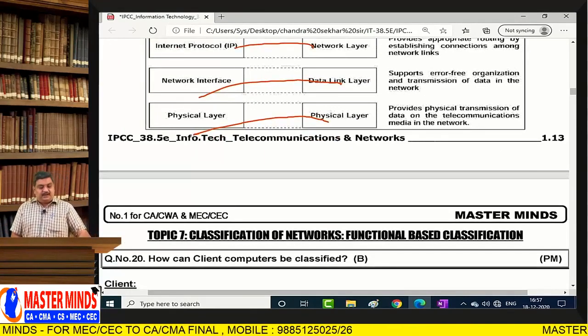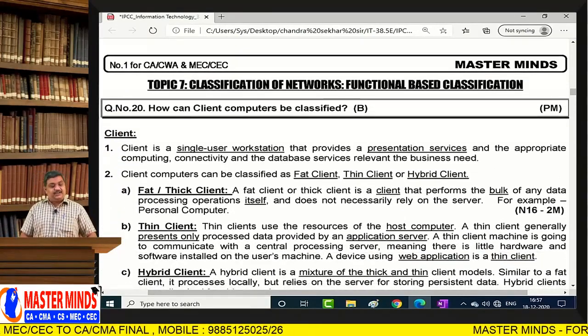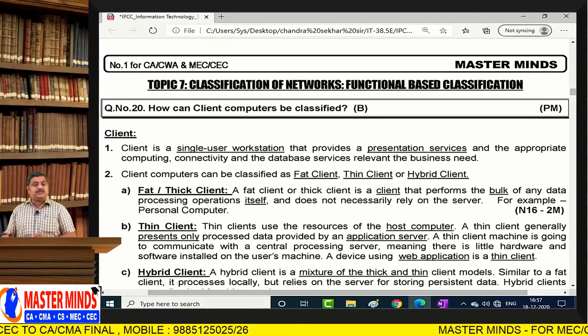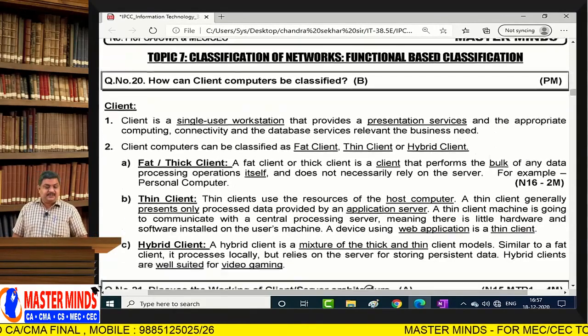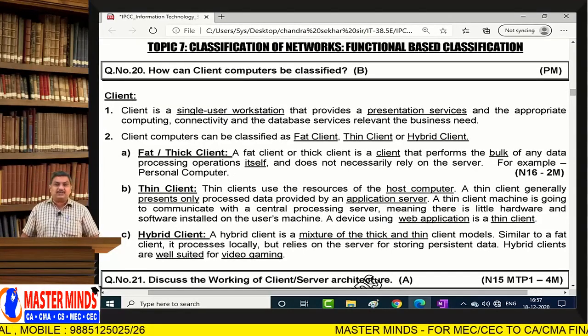Now, let us move on to know the classification of computers, how the computers are divided. See, in networks generally we have a client-server model, no? Client-server model.